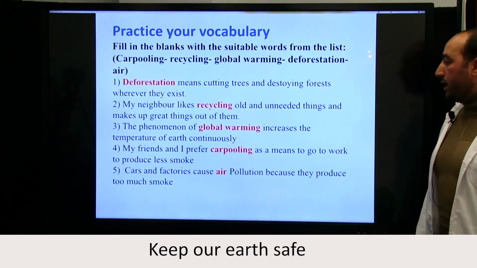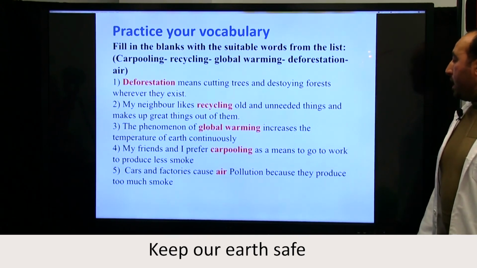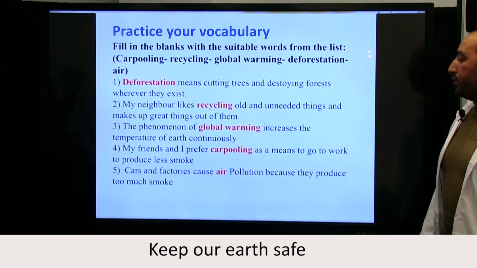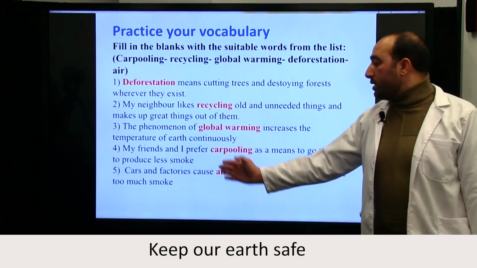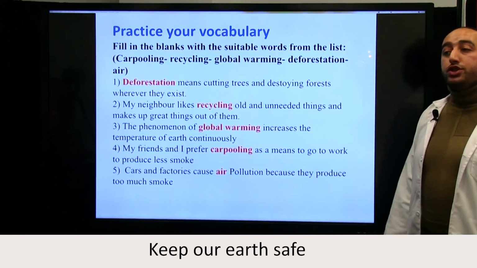The fourth one is carpooling. My friends and I prefer carpooling as a means to go to work to produce less smoke. And the last one is air. Cars and factories cause air pollution because they produce too much smoke.